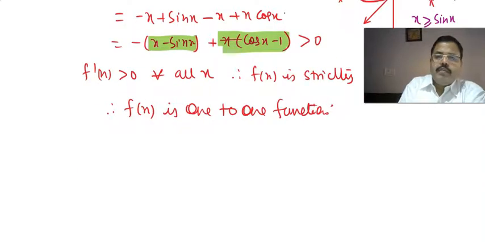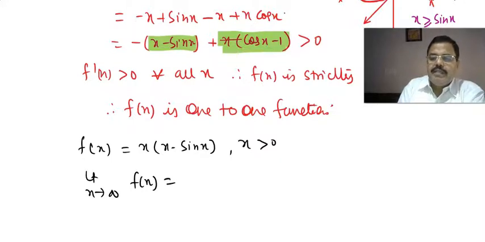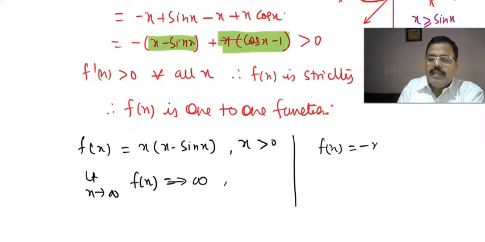Now, to check whether it is onto or not, we have the function f(x) equal to x into x minus sin x for x positive. When the limit of x tends to infinity, what is f(x)? The x minus sin x is positive because it is a difference, something positive, and here it is going to be infinity. So as x tends to infinity, f(x) also tends to infinity. And for x less than 0, f(x) is equal to minus x times x minus sin x.